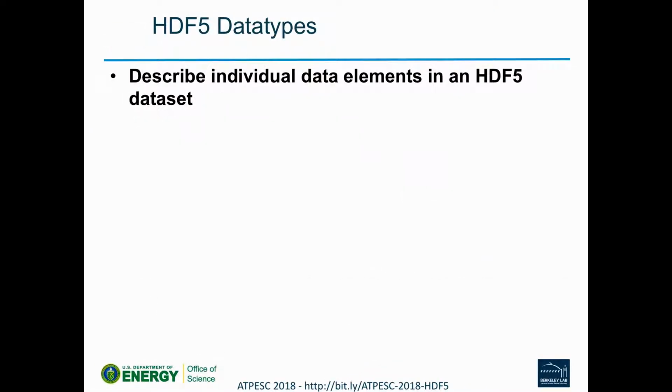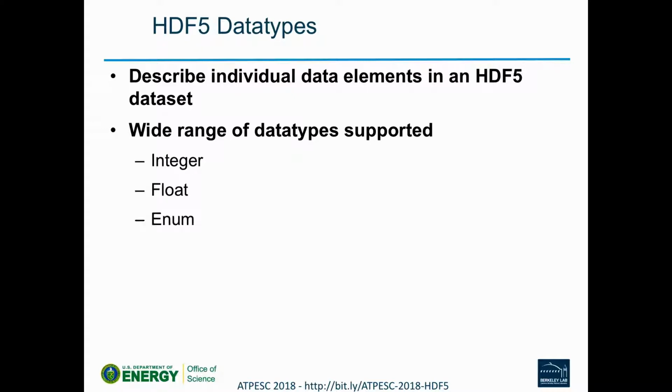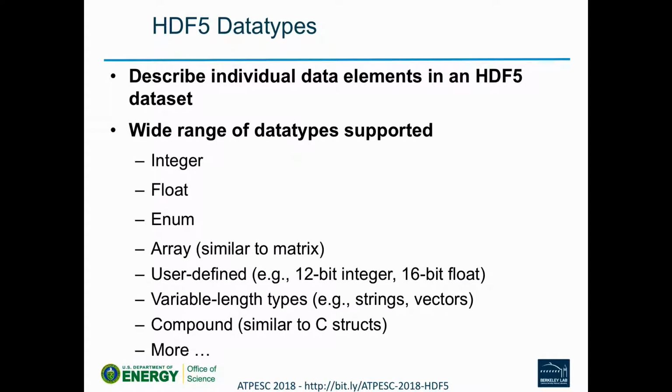Data types, this is the flip side. You can think of data sets as kind of a cross product of a data type and a data space. They describe the individual data elements. They're homogeneous. All elements are the same data type. You can have integers, floats, enums, and a lot of things, right? Most people are really interested, of course, in integers and floats. Enums, you can say red equals 2, green equals 3, blue equals 4, whatever.